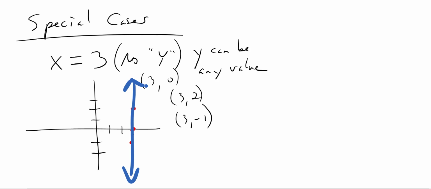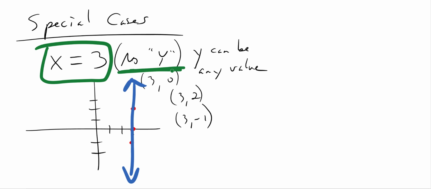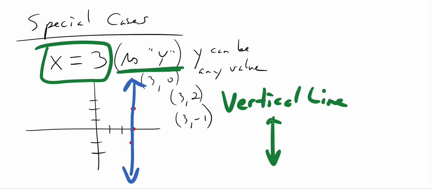So what you need to remember is an x equals problem. Here, let me highlight this. If it's just like this with no y, it's always a vertical line, which means it's up and down. That's what vertical means, up and down. If it's an x equals, you have to remember that because it can be tricky.